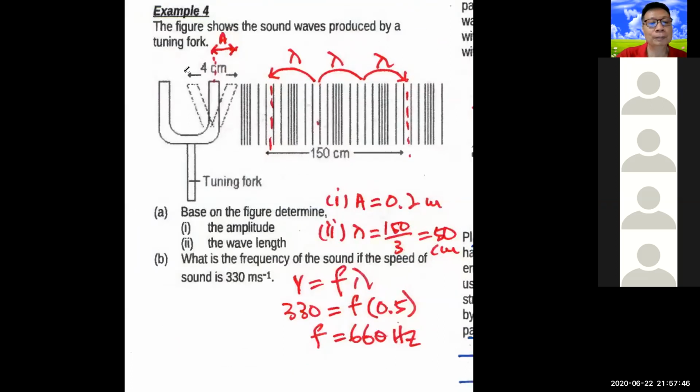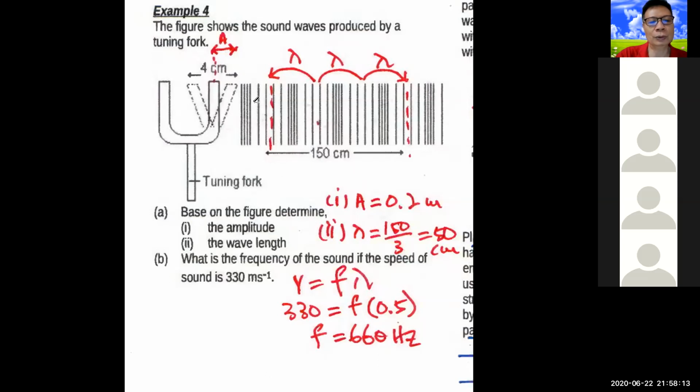Okay, tuning fork. Based on the figure, determine the amplitude, determine the wavelength. Amplitude is here. This is the equilibrium position. So the vibration is left, right. So draw a center line. So you take half of it, so it's amplitude. Amplitude is the maximum displacement from equilibrium position. So you take here, or you take here.